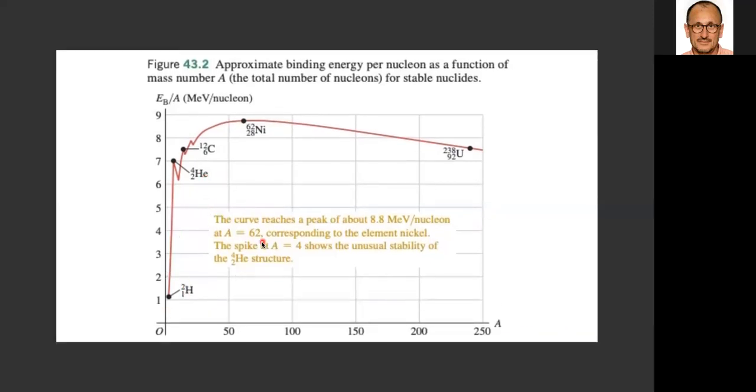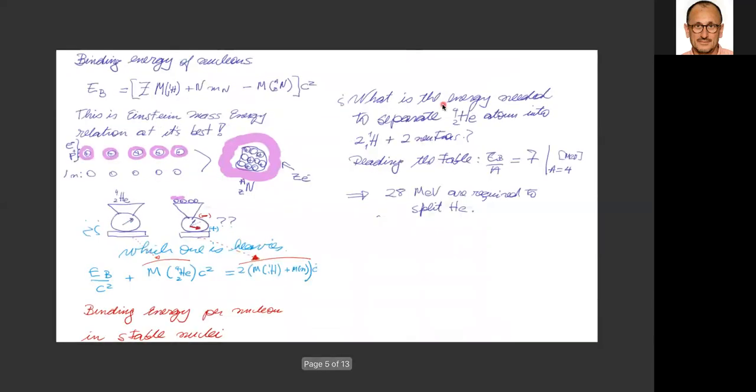That was not my question. My question here was, what is the energy we need to separate the helium-4 atom into 2 hydrogen atoms and 2 neutrons, okay?